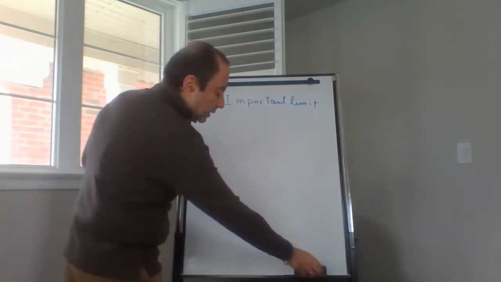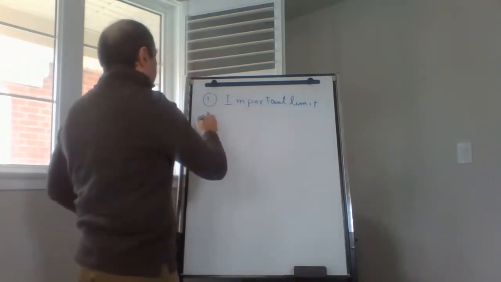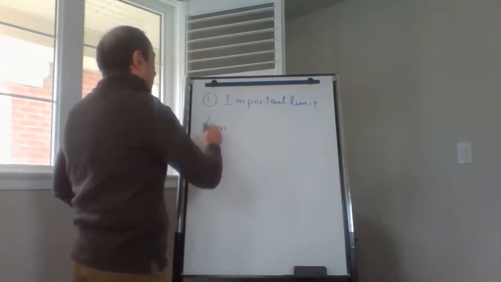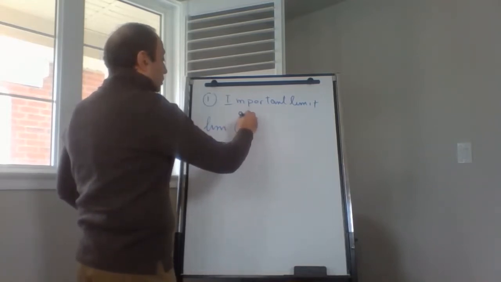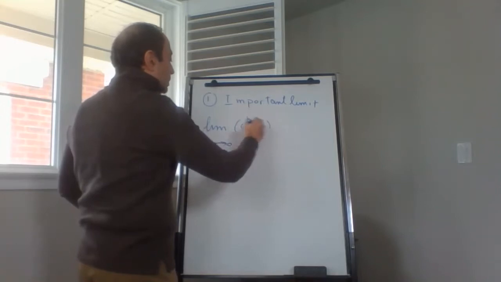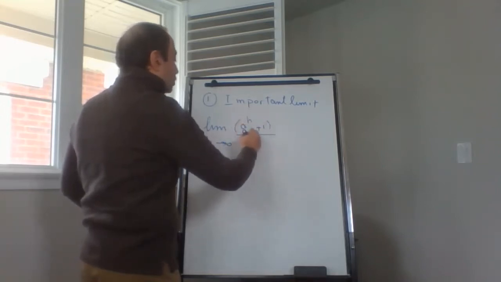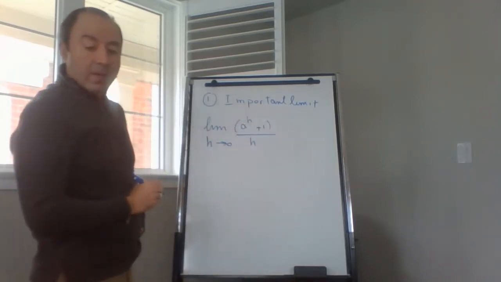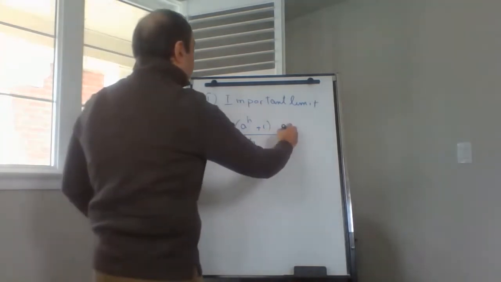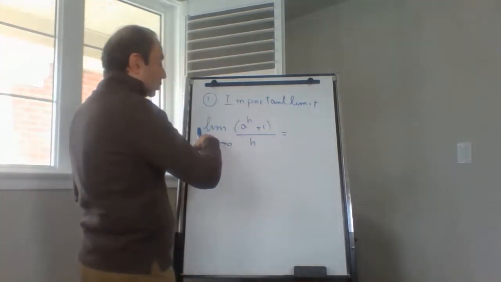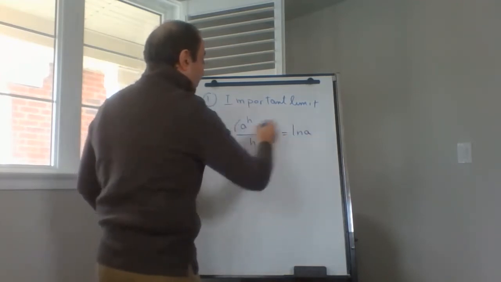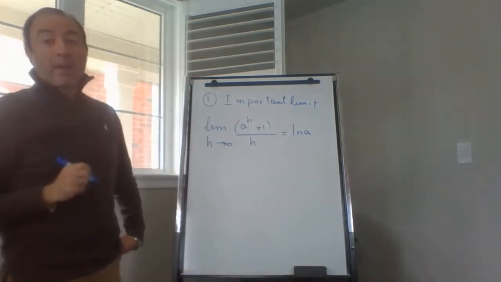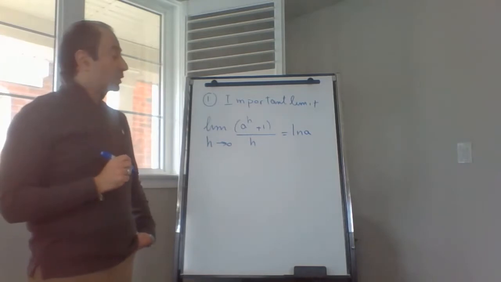The important limit is this: the limit as h goes to 0 of (a to the power of h minus 1) over h. If we have this limit, the answer is ln a, where a is the base of the exponential function.